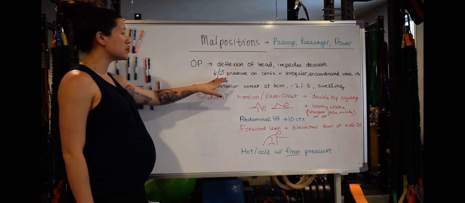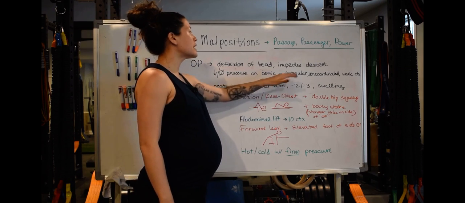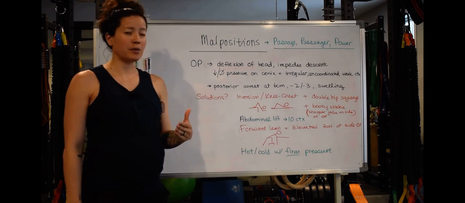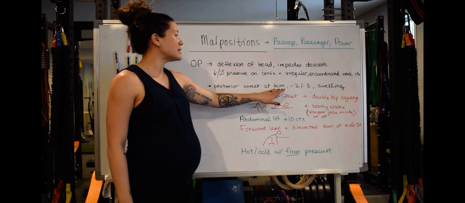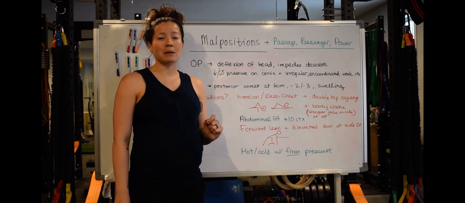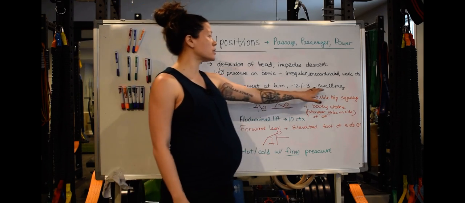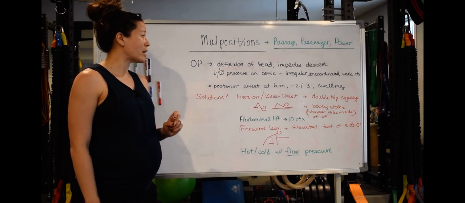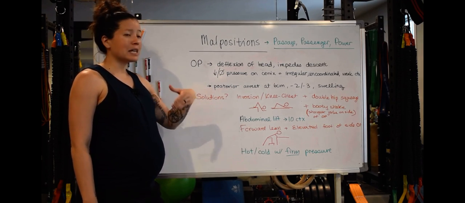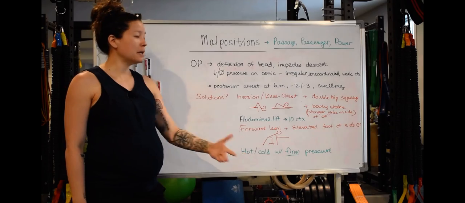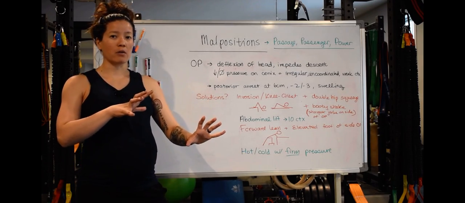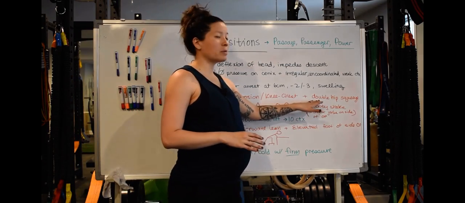So with OP position, the head tends to be deflexed and the baby cannot descend into the pelvis. Usually the arrest happens around 6 centimeters when baby is still high and could also be coordinated with some swelling. The solutions: anything where the chest is going to be below the hips is going to allow baby to move out of the pelvis. We're going to open the inlet more with the double hip squeeze.